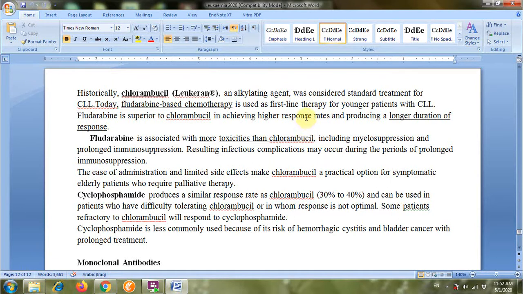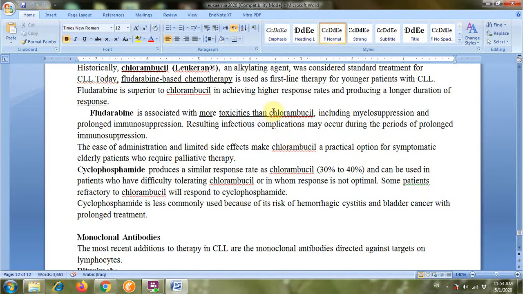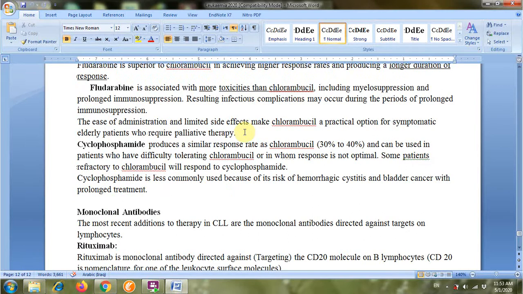Chlorambucil gives a cure rate. All these options give me no more than 30 to 40% cure rate, and therefore the survival rate is very low. Chlorambucil is the first option for the treatment of CLL. If the patient cannot tolerate it or does not respond, we can switch to fludarabine, which has more toxicity and more immunosuppression, but can give a certain cure rate up to 30%.